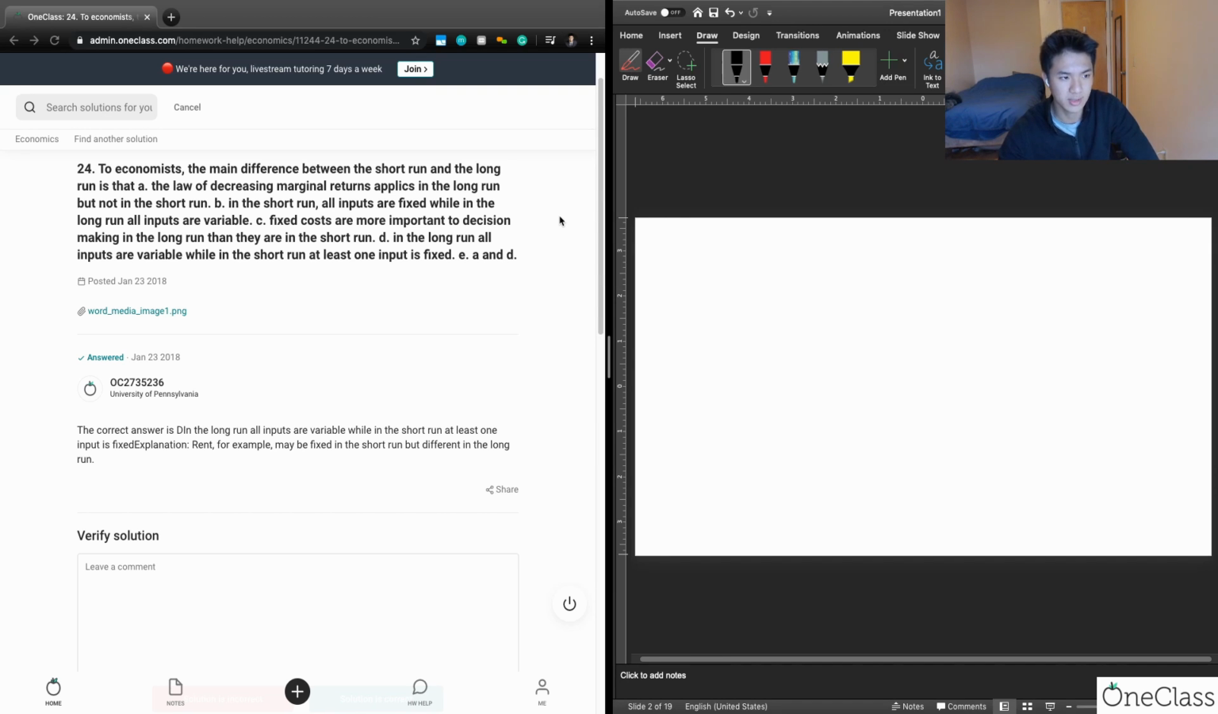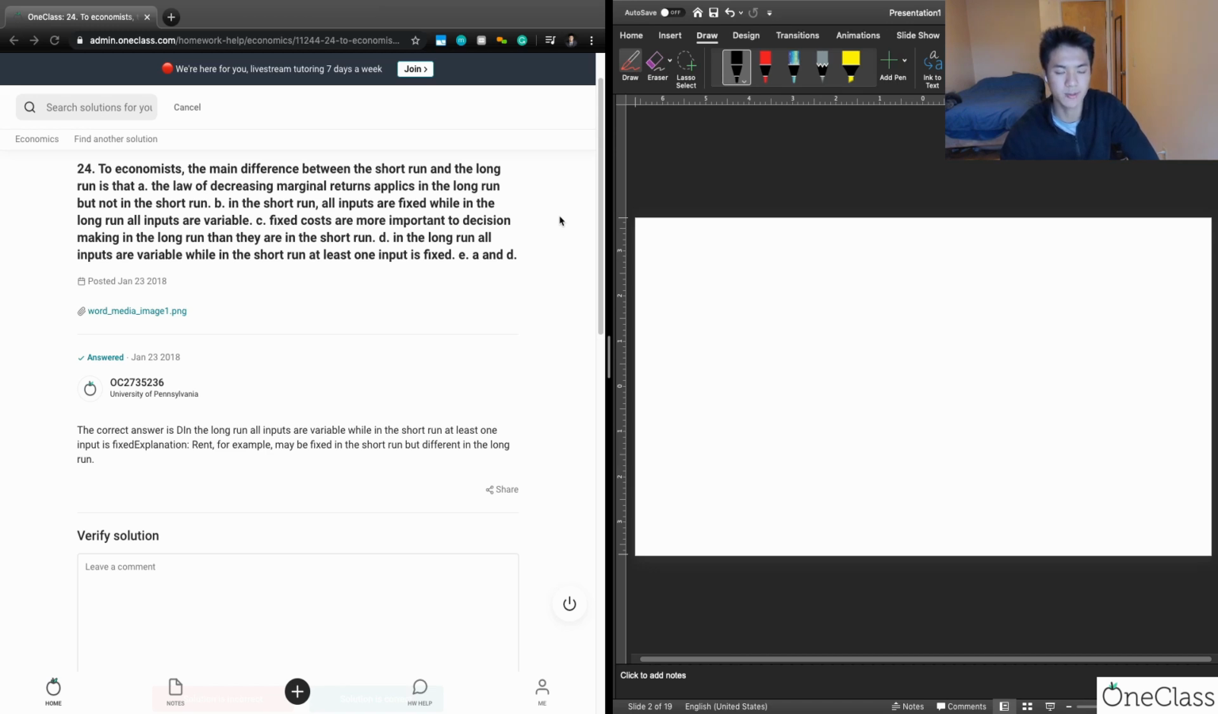And so those fixed costs might be costs of rent, for example. If you're a small business and a facility, cost of rent is something that's not really going to change in the short run. And so that's kind of that difference.